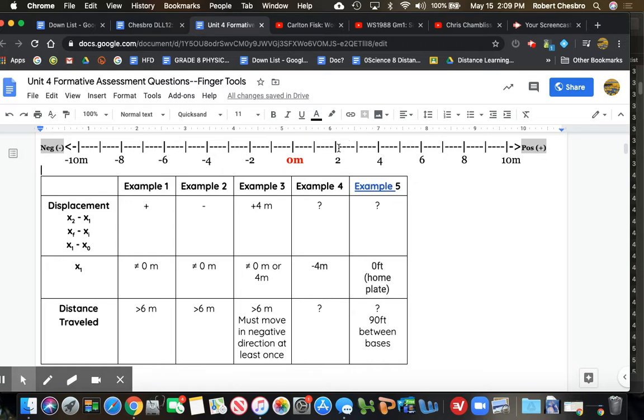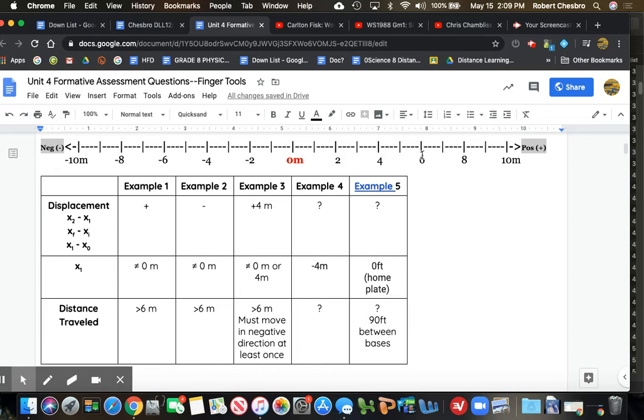Another option is you could actually start here, and you could move more than 6 meters by going 2, 4, 6, 8. So that's 8 meters of distance that you traveled. Doesn't matter that you went backwards because distances are always positive. So you started there, you ended there. X2 is 10 minus x1 is 6. 10 minus 6 is a difference of 4 meters, and that is also a positive displacement.